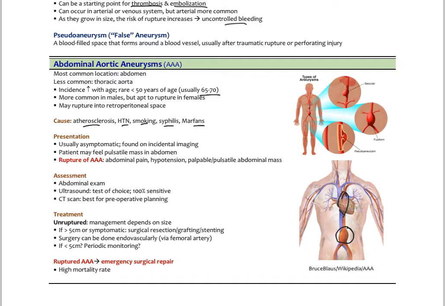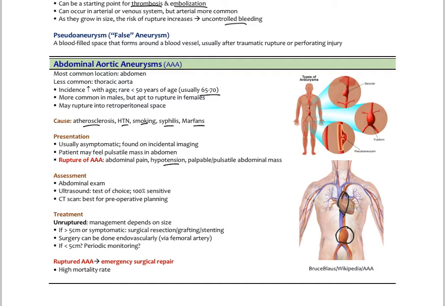Obviously, with a rupture with AAA, we'd have severe abdominal pain, severe hypotension, and the blood would be filling into the retroperitoneal space. It could be a little leak, and then the symptoms won't be as dramatic. But if it's a severe rupture, usually there's massive blood loss, and most of those cases are fatal because by the time the patient gets medical care, they've bled out.